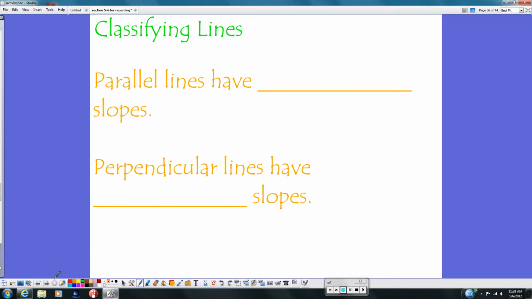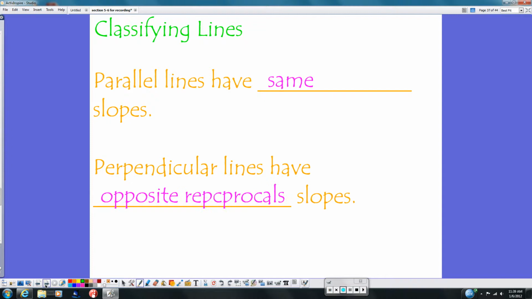Just to review, parallel lines have what kind of slopes and perpendicular lines have what kind of slopes. Hopefully you said parallel lines have the same slope and perpendicular lines have slopes that are opposite reciprocals.